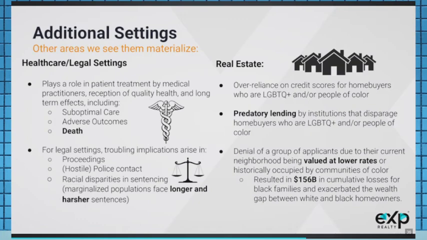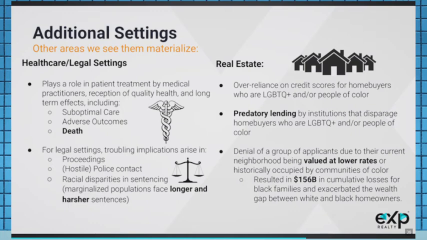For legal settings, troubling implications arise in legal proceedings, in hostile police contact based on unconscious biases, and in racial disparities in sentencing. We see in America particularly that marginalized populations face longer and harsher sentences. And there's nothing we can point to for the reasoning behind that other than unconscious bias.